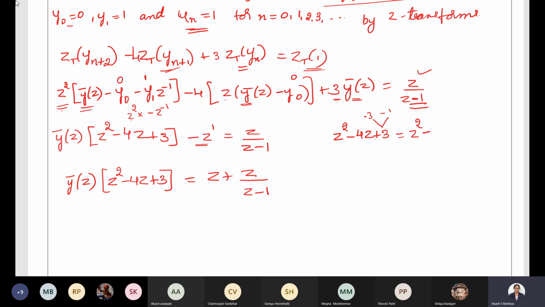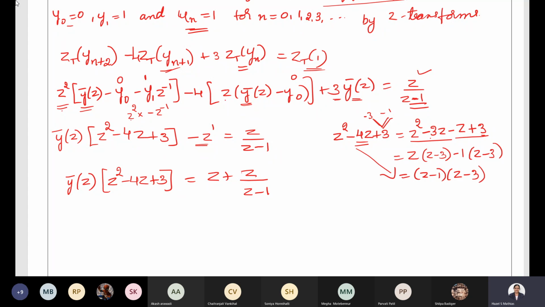So you can write it as z square minus 3z minus z plus 3. Am I correct? Minus 4z, you split it as minus 3z minus z. Minus 3 into minus 1 is plus 3. If I take z outside from these terms, z minus 3 remains. Similarly from these terms, if I take minus 1 outside, z minus 3 remains. So total z minus 1 into z minus 3. So you can write z square minus 4z plus 3 as z minus 1 into z minus 3.